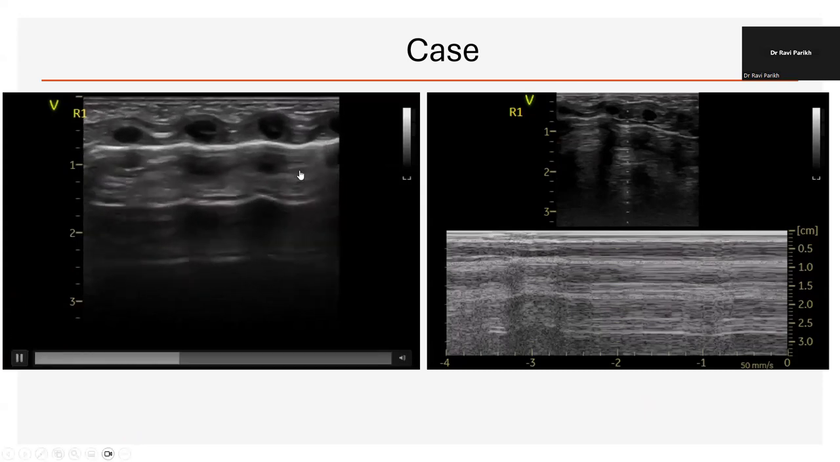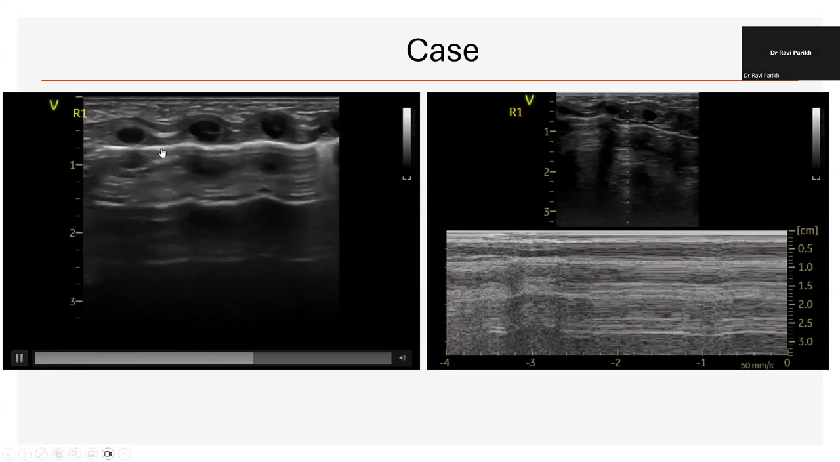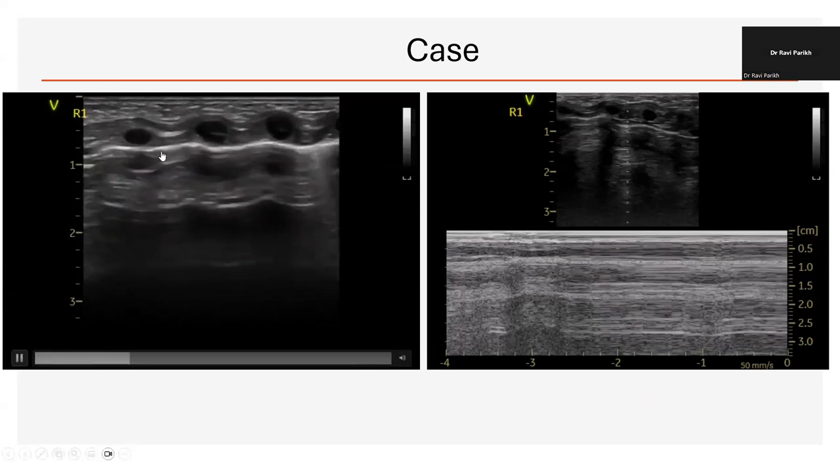So you'll see sliding there with a B profile, but actually what you've basically got here is the baby breathing. This is not lung sliding and this is not lung pulse. This is just a baby breathing. And this is movement of the pleura that you see with the baby's breathing.